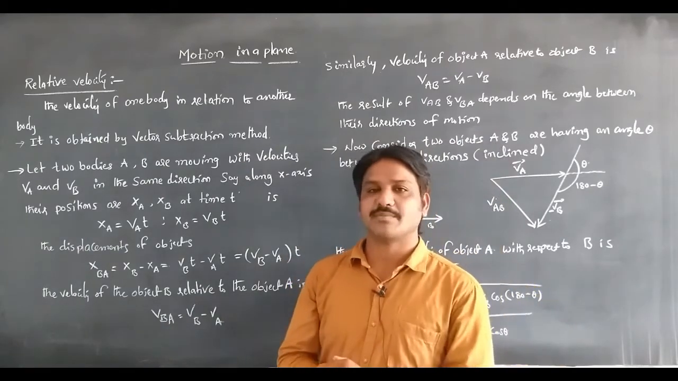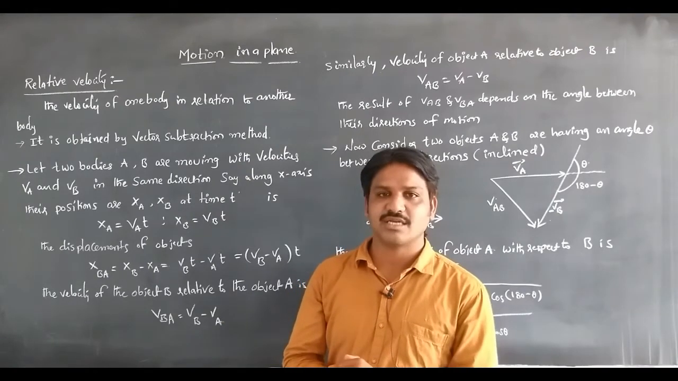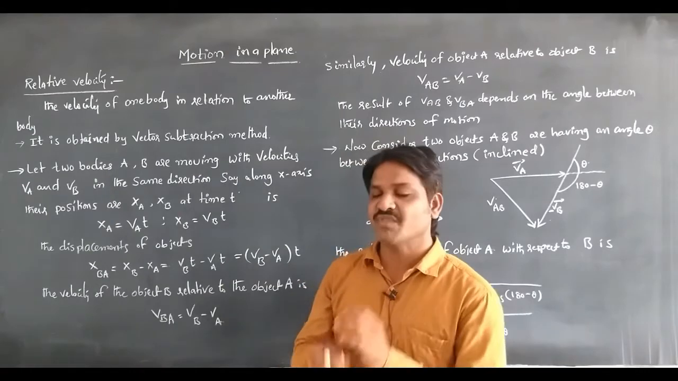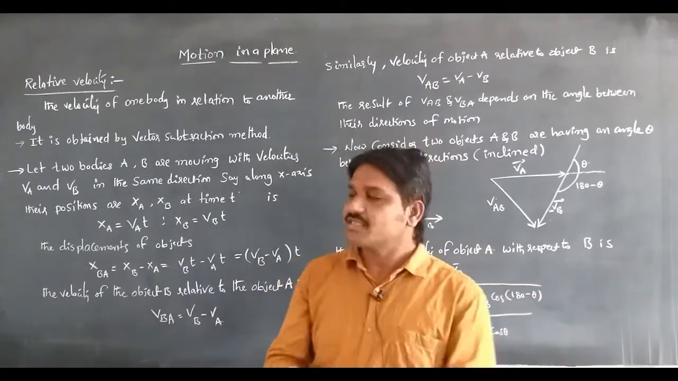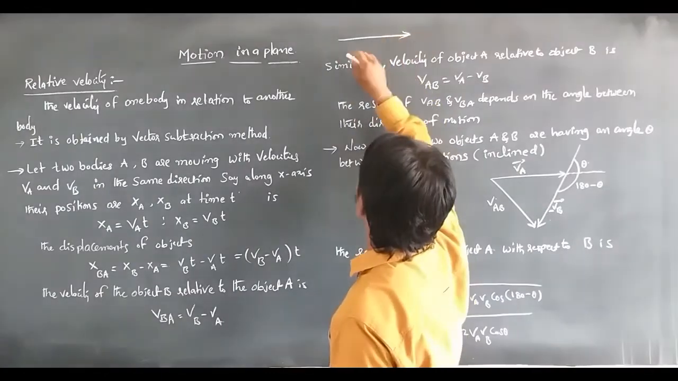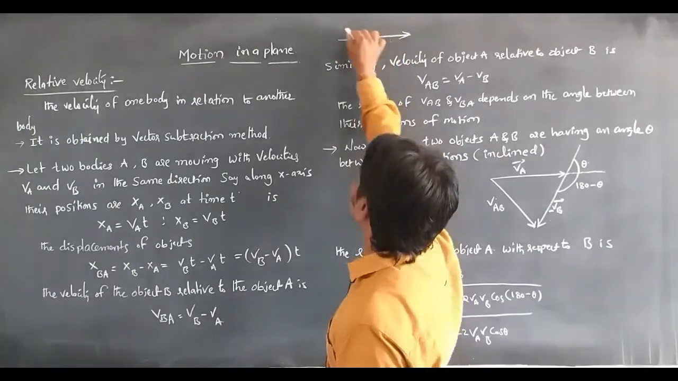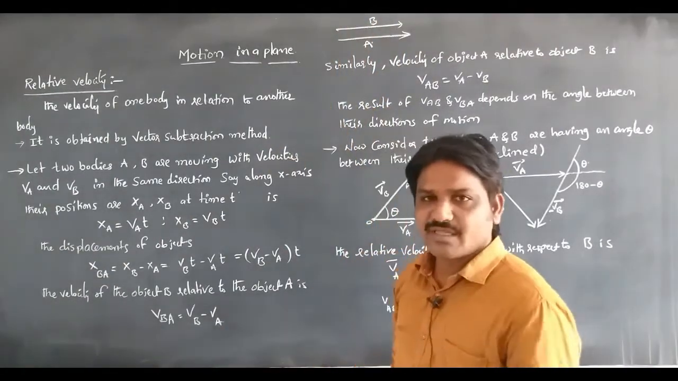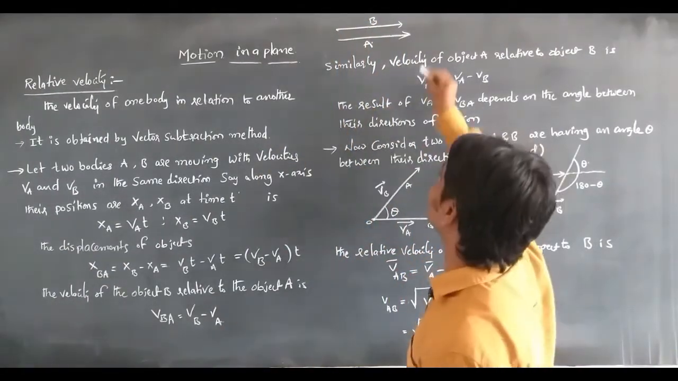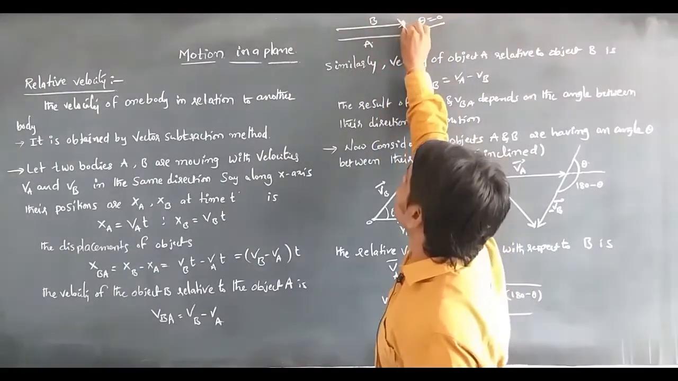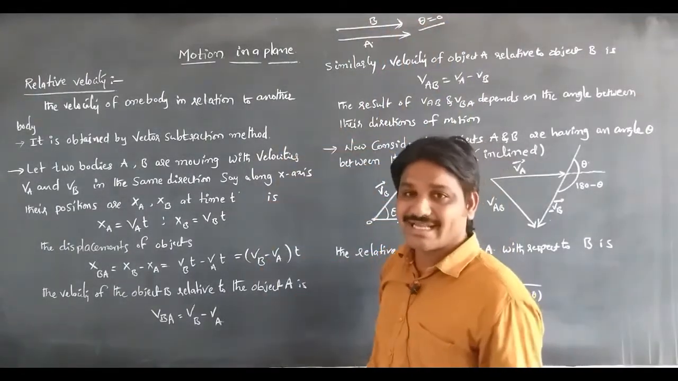With the subtraction method, we can find the values of the velocities whenever the bodies are in motion. If two bodies are moving along the same direction, consider a body A and a body B. Because there is no angle between them, theta is equal to 0, the bodies are moving along a straight line, say along the x axis.